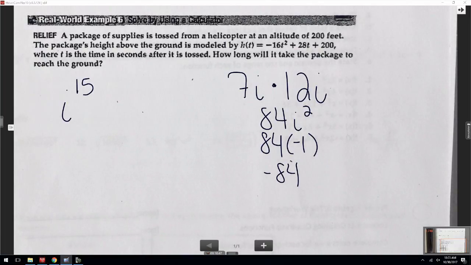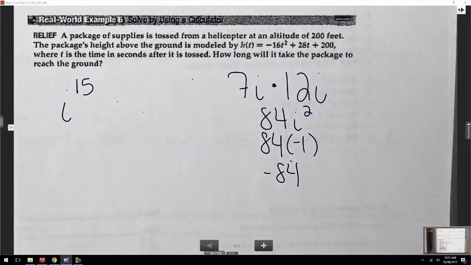So like on this one, it'd be 6 times 4, 24, i squared. And then 24 times negative 1, which would be negative 24. There we go.